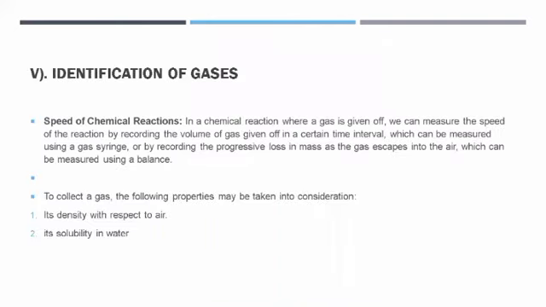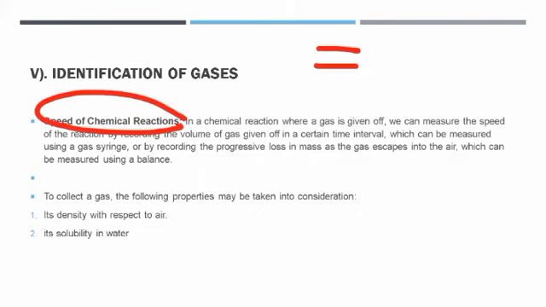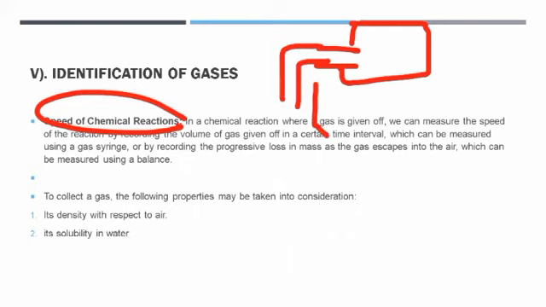Right. Then the identification of gases. So how can I measure the speed of my chemical reaction? I'm going to use a gas syringe that's going to be connected to my apparatus. And so whatever gas is given off, I'm going to collect it in my gas syringe.